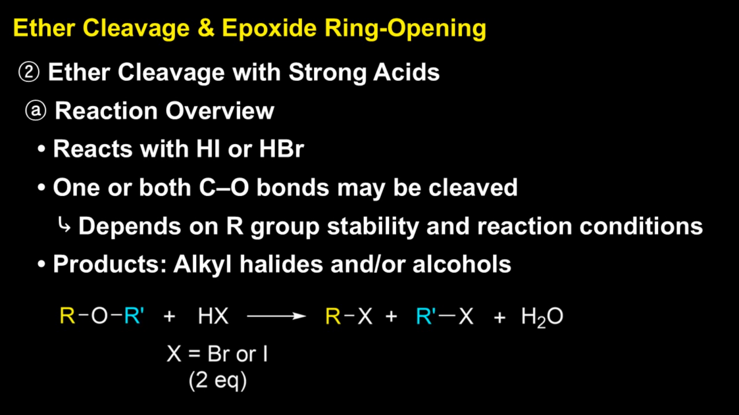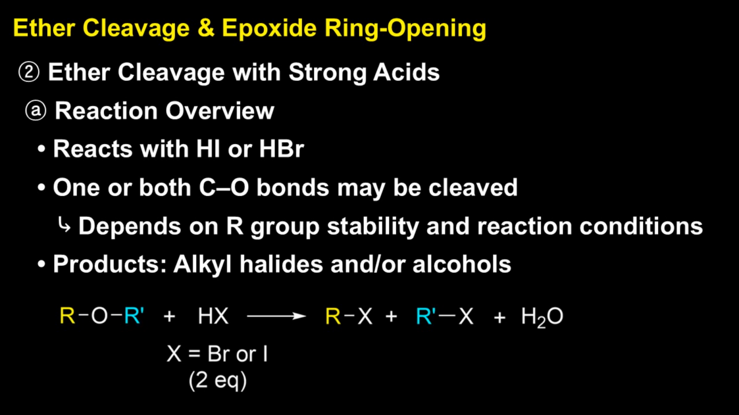So what happens when we treat an ether with a strong acid, like HBr or HI? Now things start to get interesting. The acid protonates the ether oxygen, which makes it much more reactive. Once that happens, depending on what kind of groups are attached, one or even both C-O bonds can break. If one side can form a stable carbocation, the reaction tends to follow the SN1 pathway. But if it's a methyl or primary group, it usually goes through SN2 instead.